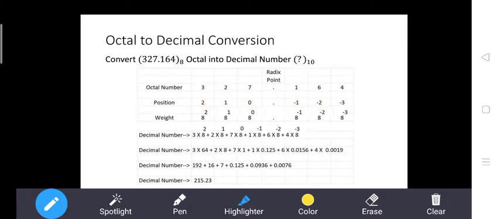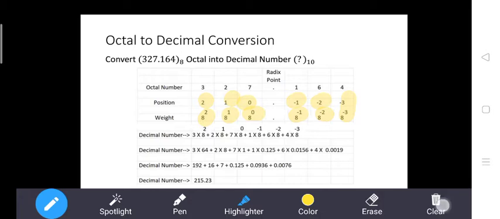then I write the respective weights. So weight is nothing but, to convert octal to decimal, 8 raised to the position. So for position 2, my weight is 8 raised to 2. For position 1, my weight is 8 raised to 1. For position 0, my weight is 8 raised to 0. For position -1, 8 raised to -1. Position -2, 8 raised to -2. Position -3, 8 raised to -3.